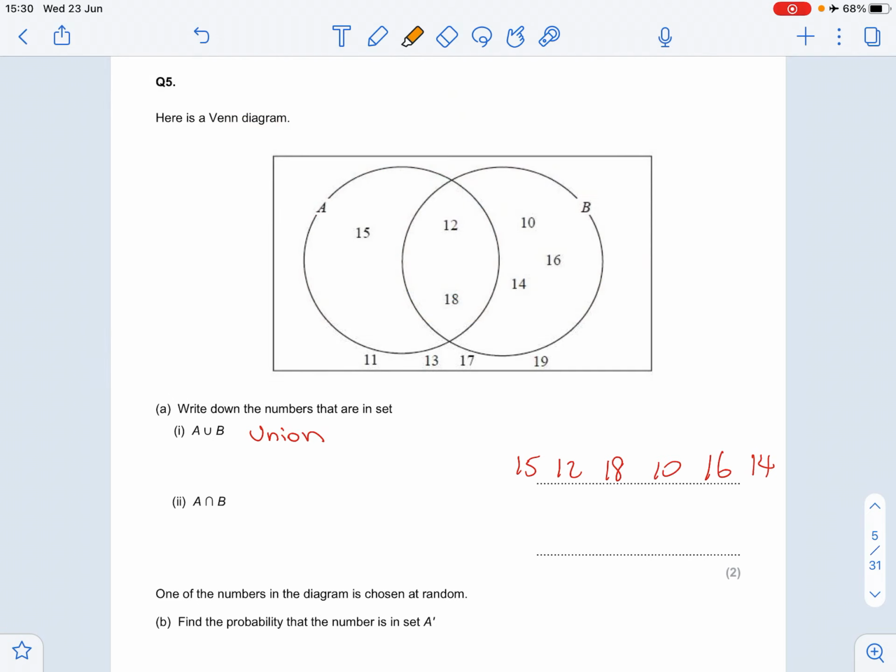The next part, this symbol means intersection, which means it's in A and it's also in B. So your answer is 12 and 18, because only those two numbers are in both A and B. So this symbol means intersection.